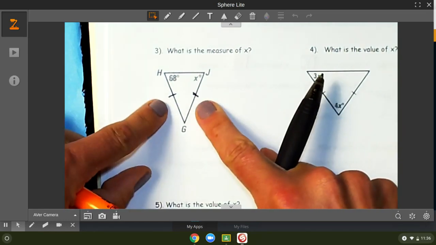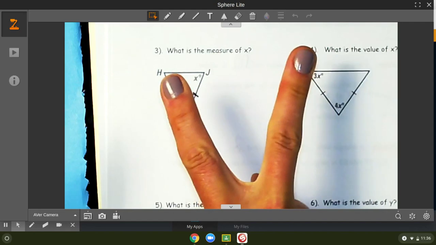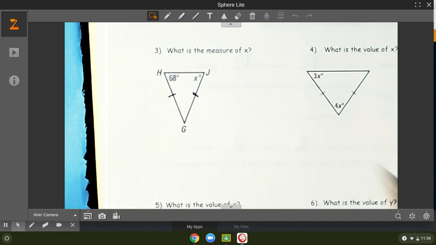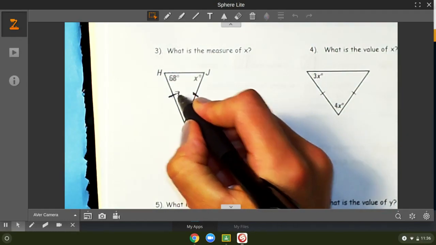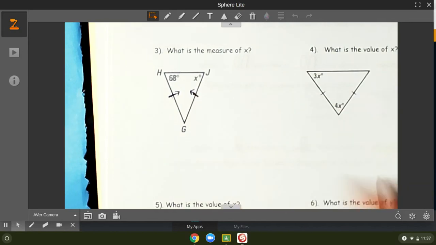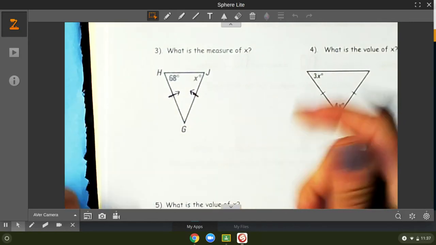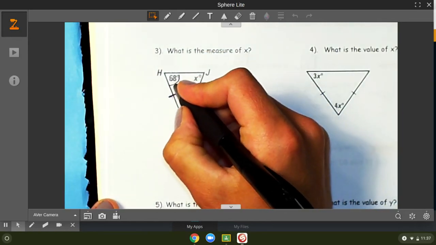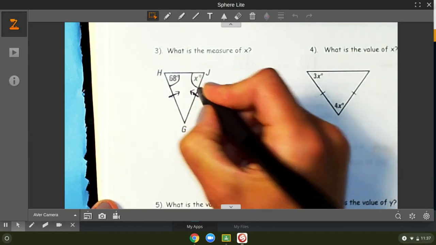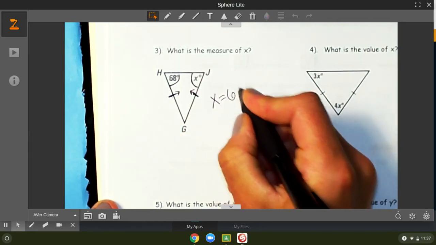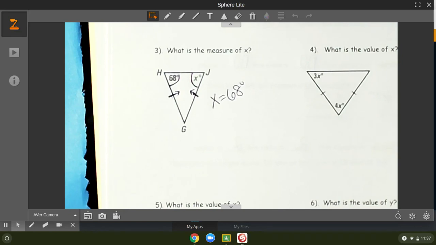If it has two equal sides, it's also going to have two equal angles. So which two angles are going to be equal? Well, they're the two angles that are opposite the two equal sides. So those little dashes point to them. So that means 68 degrees is equal to the x. So x is equal to 68 degrees.